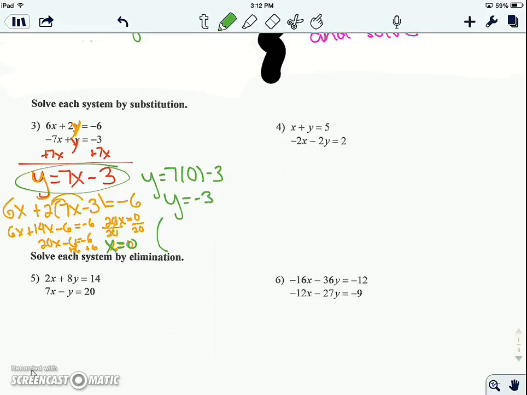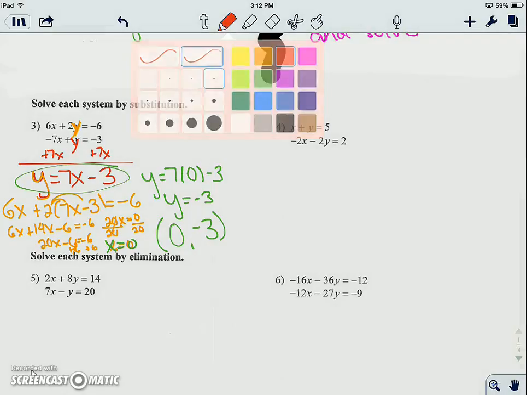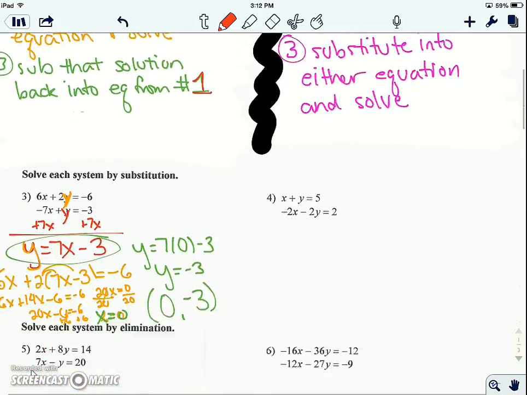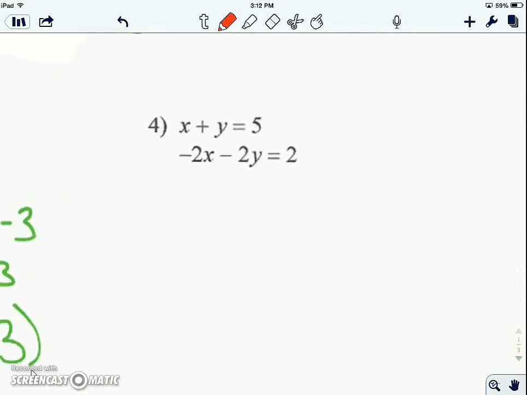So our solution is 0, negative 3. Okay, let's try that again with number 4. So back to step 1, solve for one variable. In this case, there's lots of options.